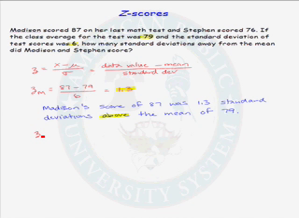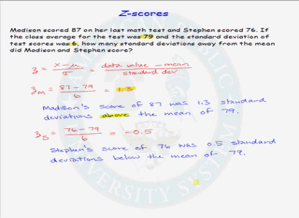Now let's calculate the z-score for Stephen. Stephen scored a 76 on the test. The class average was 79 and the standard deviation was 6. This gives Stephen a z-score of negative 0.5. This means that Stephen's score of 76 was 1/2 of a standard deviation below the mean of 79.